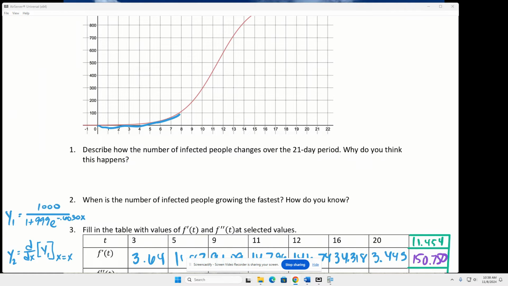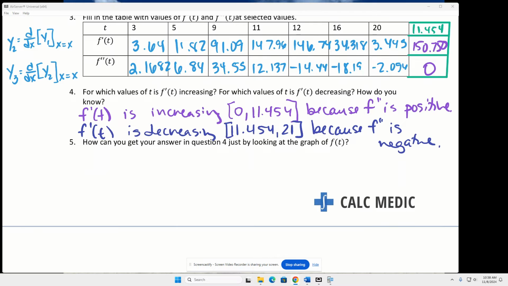And so the first derivative should be increasing when the function is concave up and decreasing when the function is concave down. So we'll see again. It says, how can you get your answer to 4 just by looking at the graph of f? You can do that using the concavity. When a function is concave up, f prime is increasing.